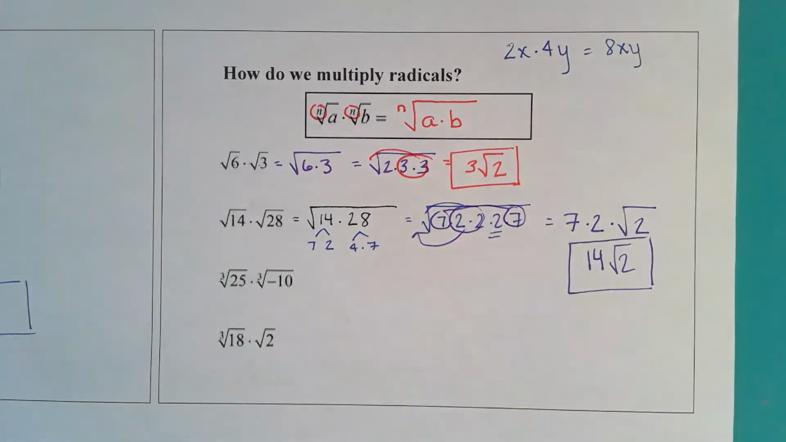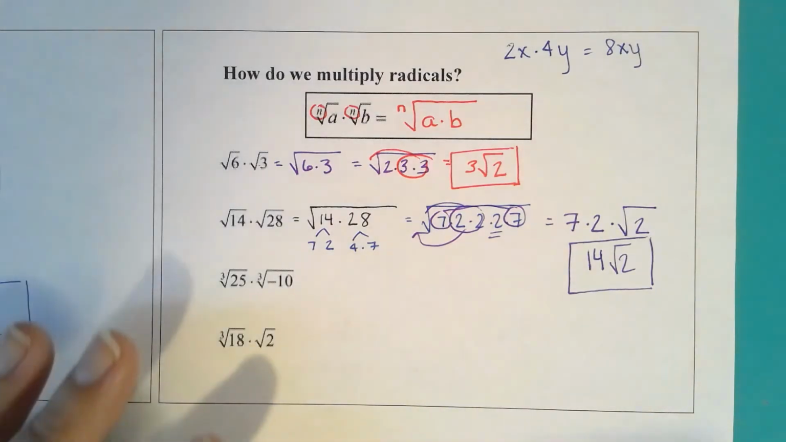We've got the cube root of 25 times the cube root of negative 10. First of all, can we even take the cube root of a negative? And the answer is yes, because when you multiply an odd number of things, you're going to get a negative. Well, if you multiply an odd number of negative numbers. Square roots, we cannot take the square root of a negative. Fourth roots, sixth roots, no. But any odd root is absolutely fine.